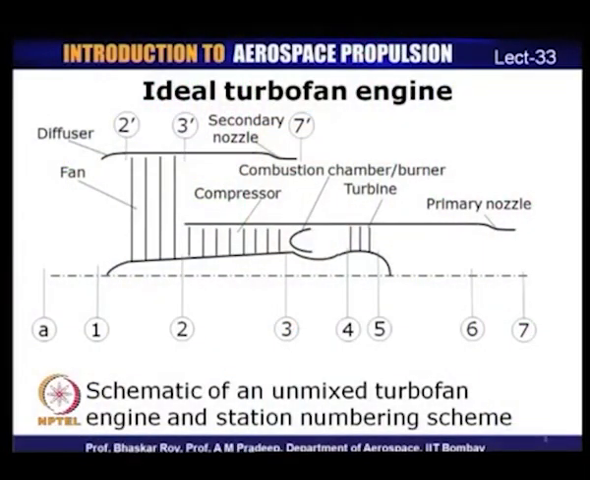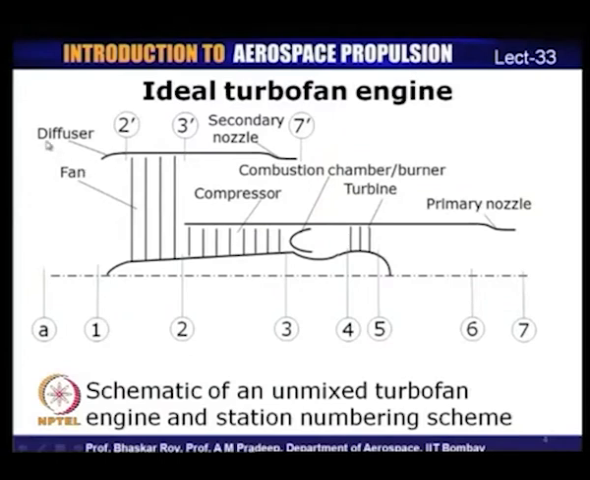So, a schematic of a turbofan engine is shown here, and what is shown here is a schematic of an unmixed turbofan engine. Unmixed turbofan engine means that there are 2 separate exhausts. There is one exhaust from the fan and the other exhaust is the core engine, that is the primary nozzle. So, let me explain what are the different components of a turbofan engine.